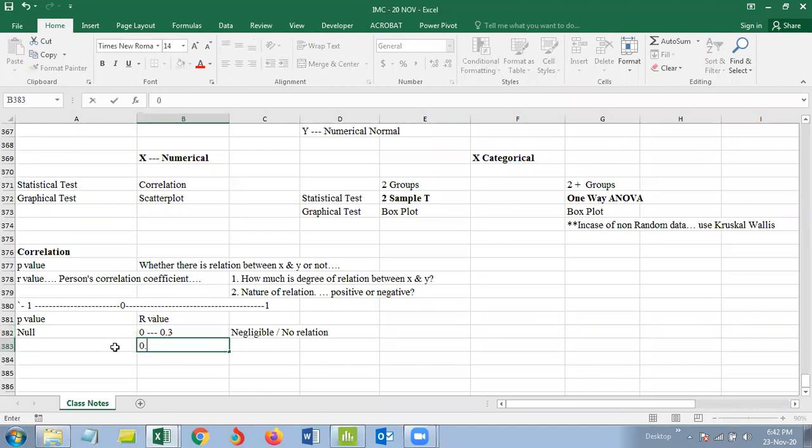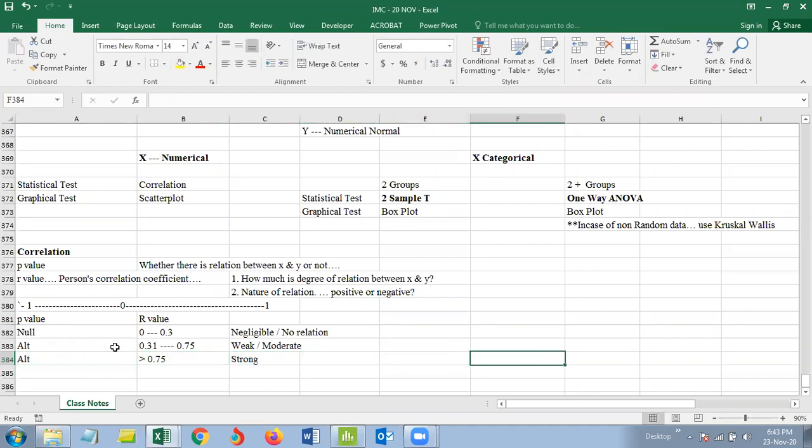When your R value ranges between 0.31 and 0.75, you have a weak or moderate relationship between x and y. That's when you start getting alternate for p-value also. When R value is greater than 0.75, it means there is a strong relationship between x and y, and you will also get an alternate in this one. Some examples of R value, just to get an idea: say I get an R value of 0.2625, or 0.58, or 0.91.